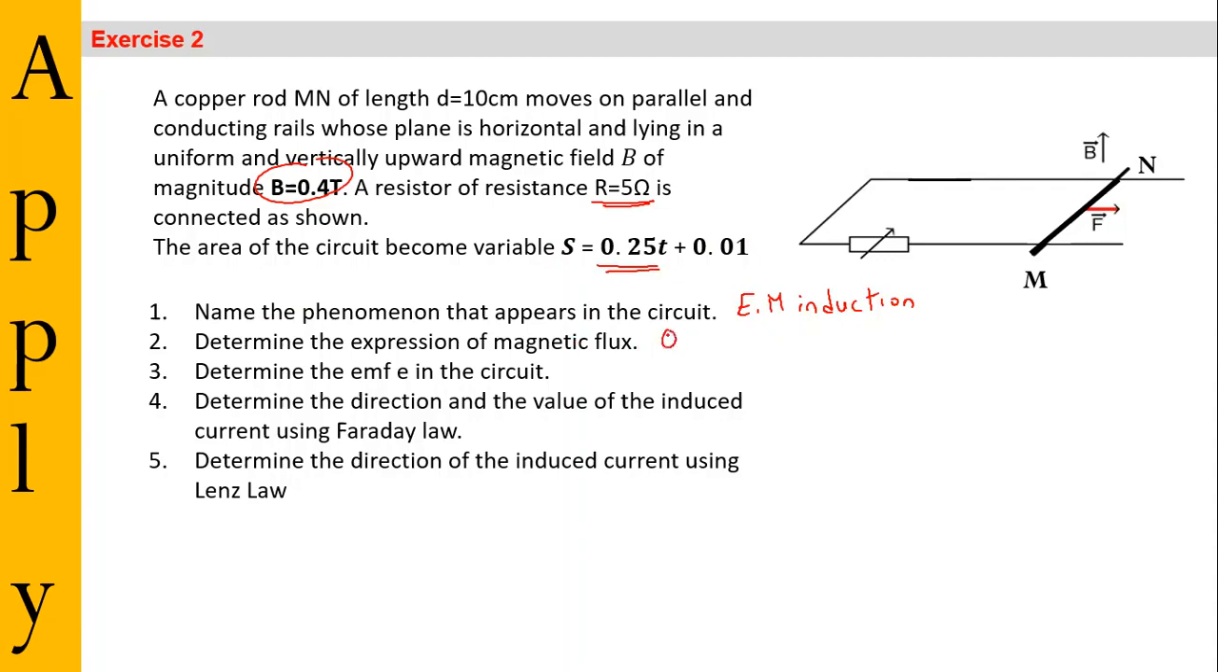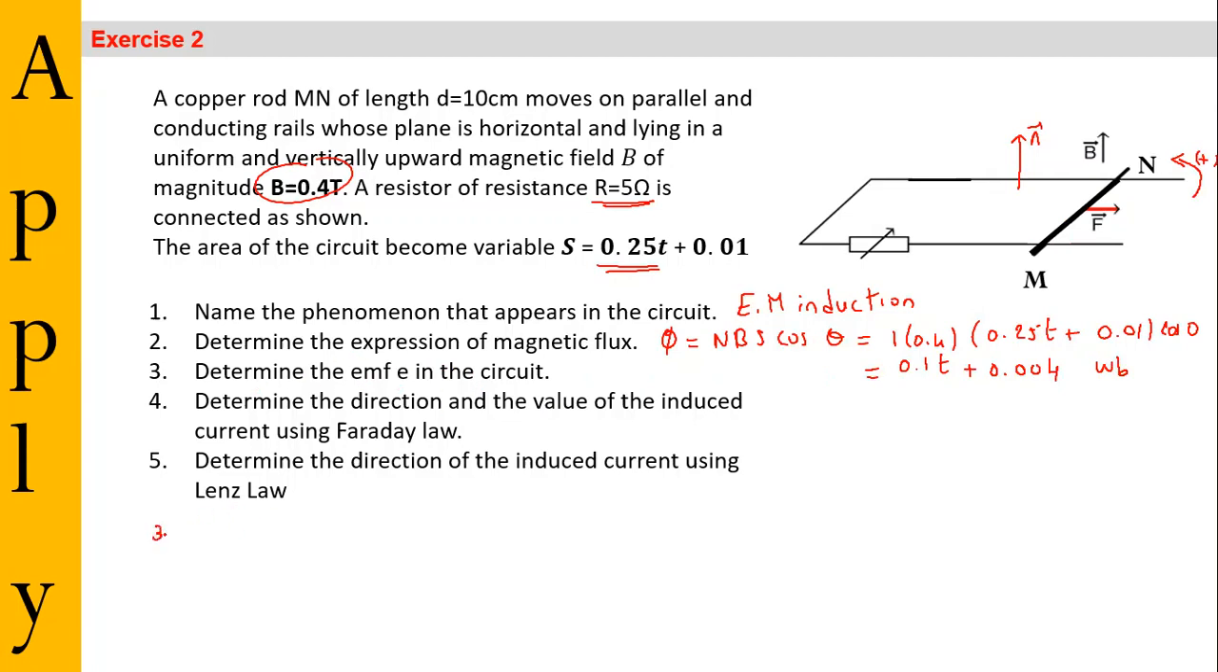Now we continue. Determine the expression of the flux. The flux is equal to NBS cosine theta. Here N is equal to 1, B is 0.4, and S is 0.25t plus 0.01, times cosine theta, where theta is the angle between B and N. I will choose a positive direction. Let's suppose I choose the positive direction like this. In this case, the normal will be upward, so the angle between B and N will be equal to 0, so it's cosine 0. Then the answer for phi becomes 0.1t plus 0.004 Weber.